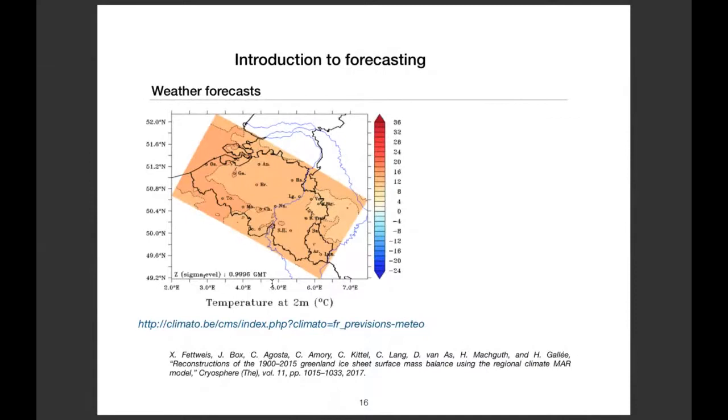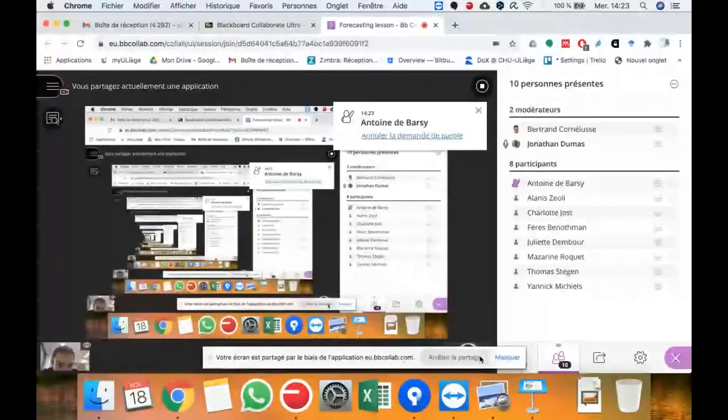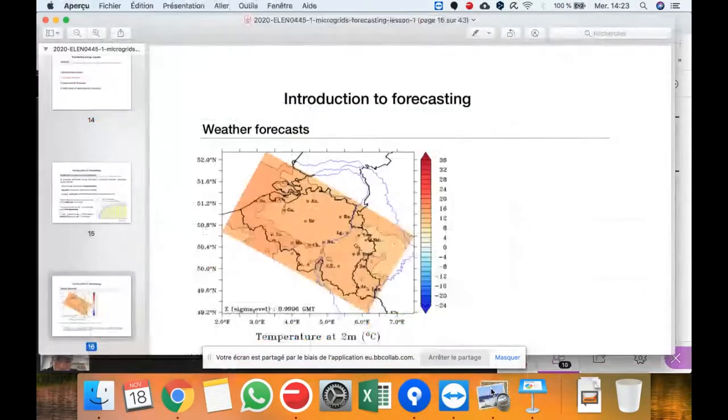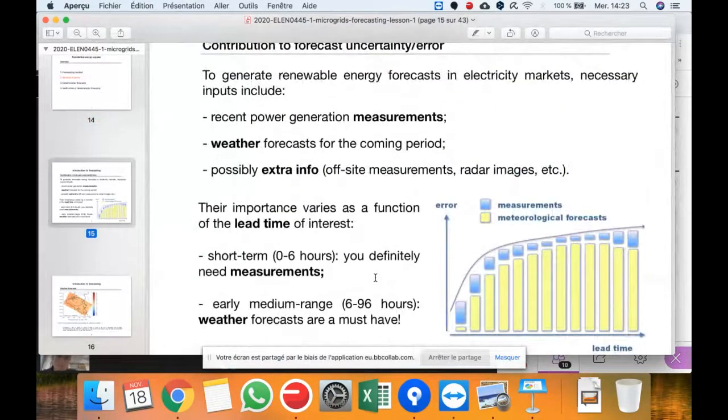So to show you some weather forecast, I have some little noise. Antoine, yes? Regarding the error made on the measurement, I don't understand how can an error be on the measurement? When you measure something, it is not the ground truth, no?